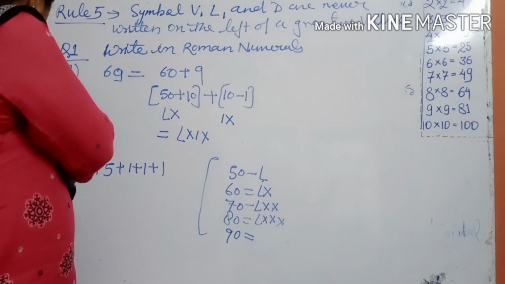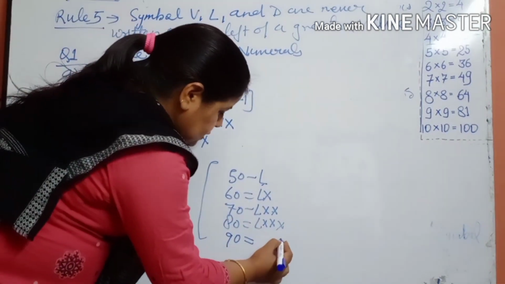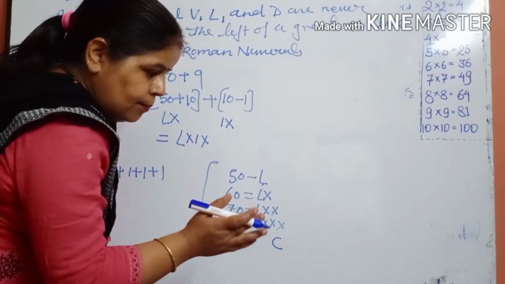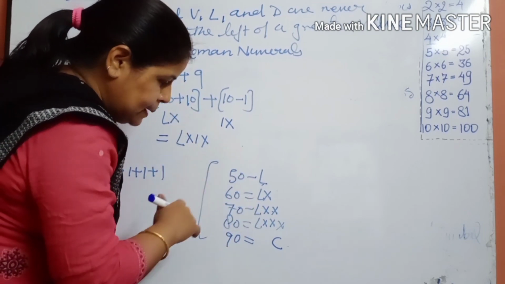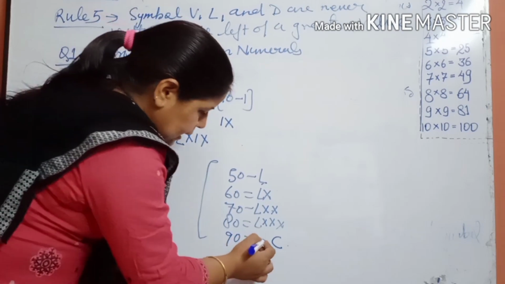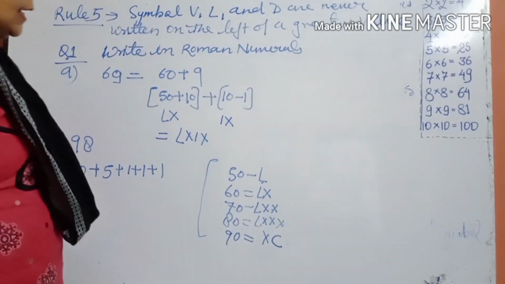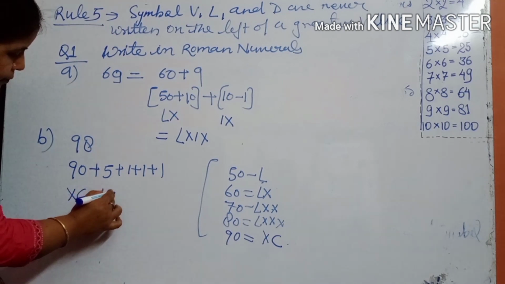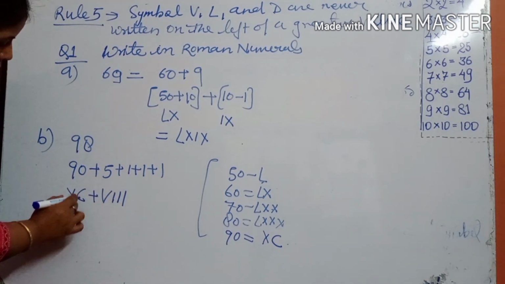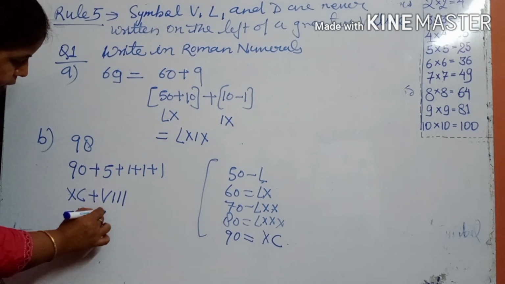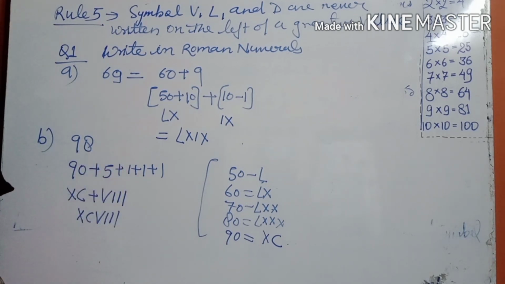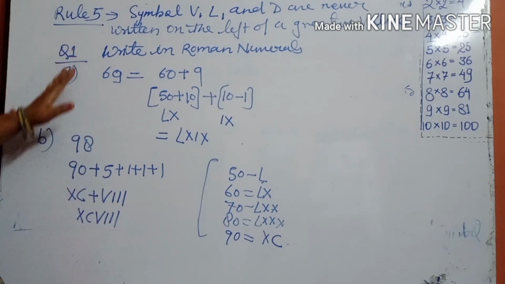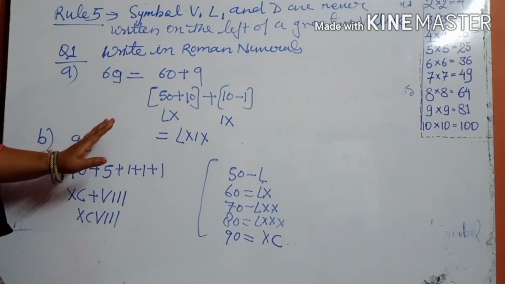And for 100 we are using C. First we will write C, and if we subtract 10 from 100, then we will get 90, right? On its left, X. So it will be XC, plus V, I, I, I. It will be XCVIII. It will be your 98.